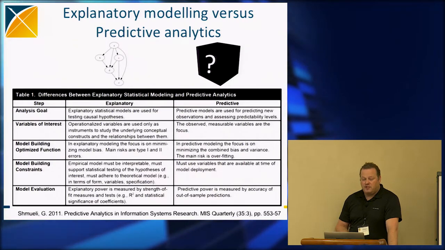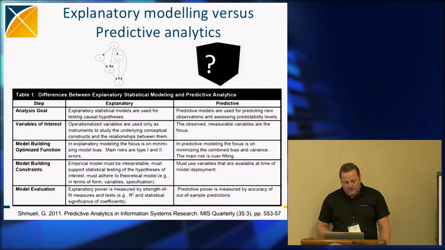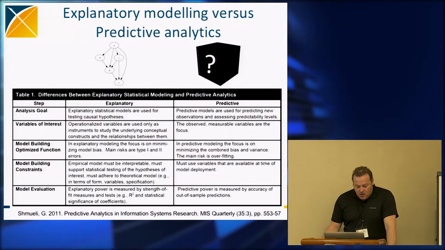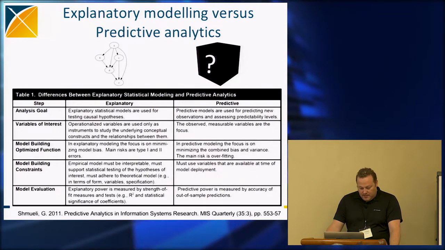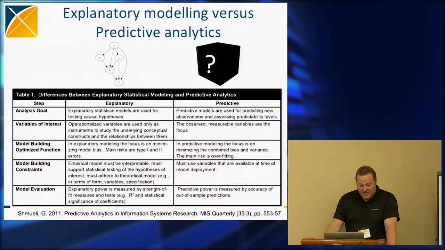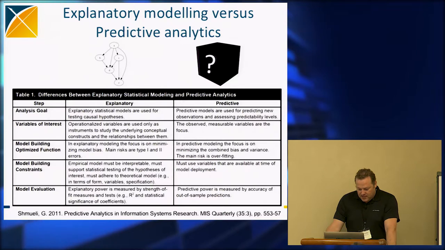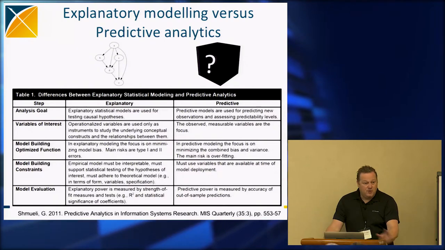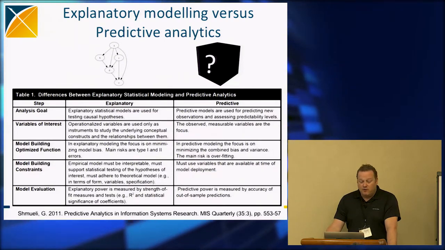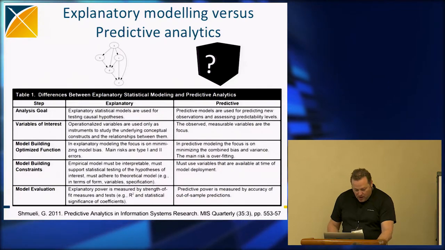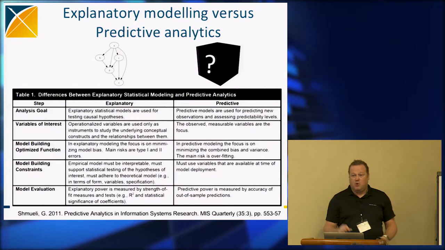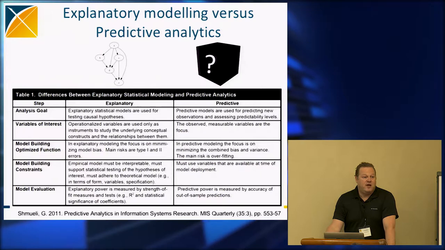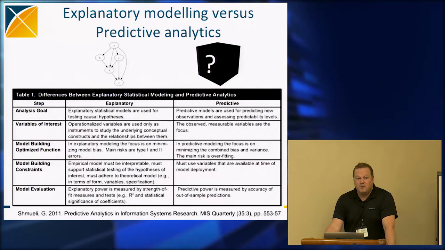So if we look at the process of building models, they have quite a lot of differences. The goal of explanatory modeling is to test causal hypotheses, and the goal of prediction is to predict new observations in the future. The variables of interest in these two examples are also different. When doing explanatory modeling, the variables of interest are based on theory, and you include those elements in the model that you think are causal and you want to test. In prediction, you just want to use all the available data in your data set as best as you can to make the prediction in the future.